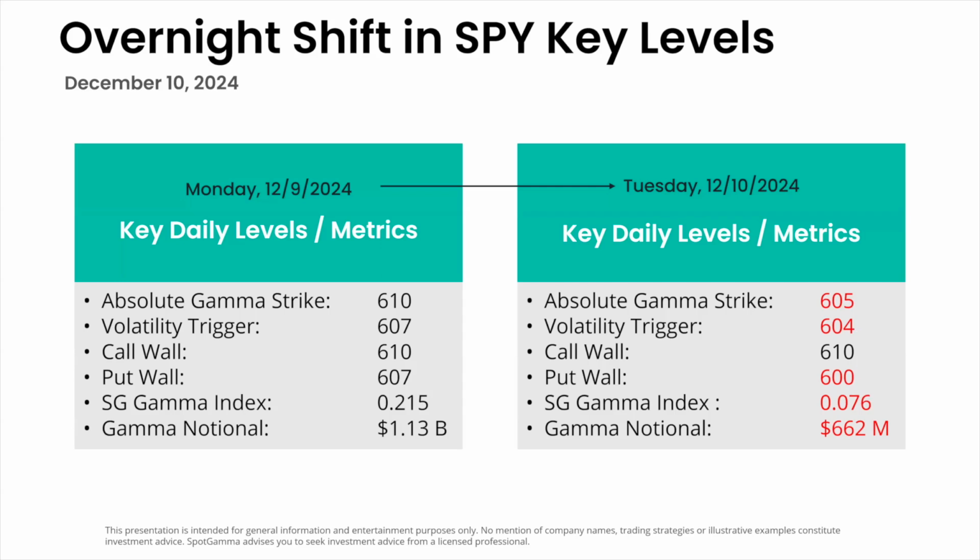These two tables summarize the SpotGamma key daily levels and metrics for SPY that were shown in the AM Founders Note and Equity Hub on Monday, December 9th and Tuesday, December 10th. Again, red numbers on the right indicate the value decreased from the previous day. The table on the right shows the absolute gamma strike, volatility trigger, and put wall move lower from the previous trading day. The SpotGamma Gamma Index and Gamma Notional also decreased.